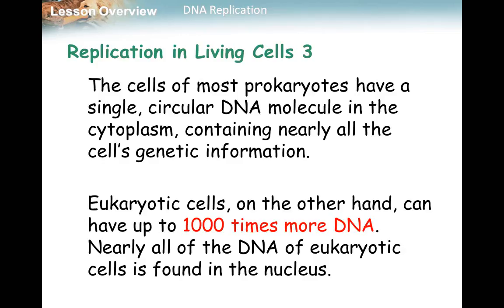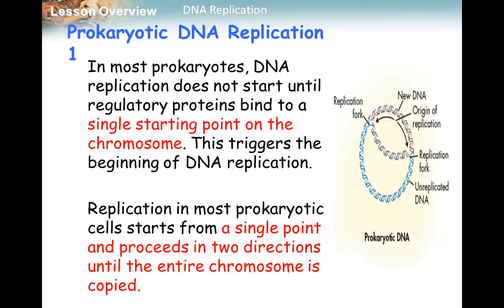Most prokaryotic cells have a single circular DNA molecule in the cytoplasm containing nearly all of the genetic information. Eukaryotic cells, on the other hand, have up to 1,000 times more DNA, so you need something more efficient that's going to help copy the DNA.